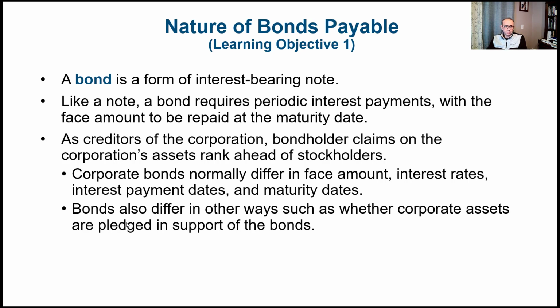Corporate bonds normally differ in face amounts, interest rates, interest payment dates, and maturity dates, and we'll see examples for all of that. Bonds also differ in other ways, such as whether corporate assets are pledged in support of the bonds. As collateral, sometimes a company would have an asset pledged against the bond. So if anything goes wrong, at least the bondholder would be able to get this kind of asset.